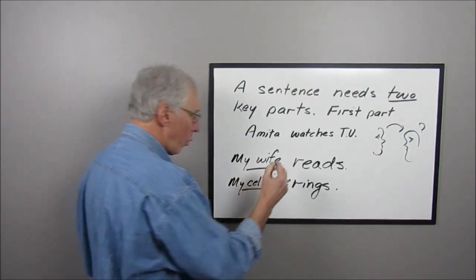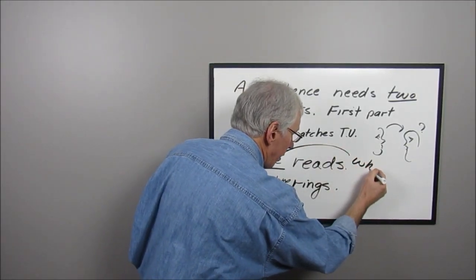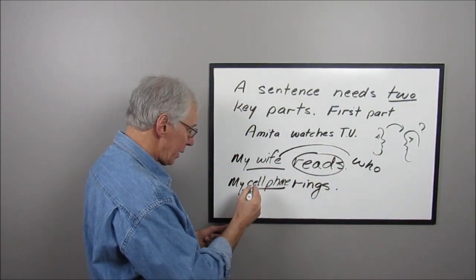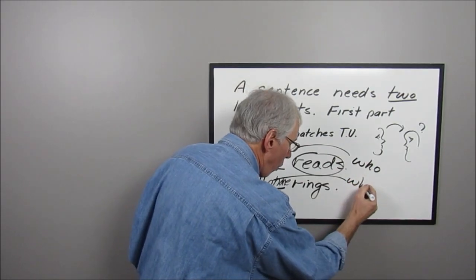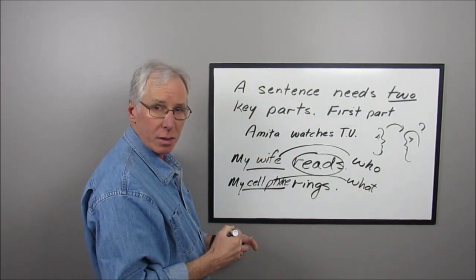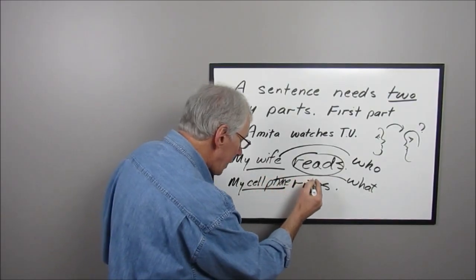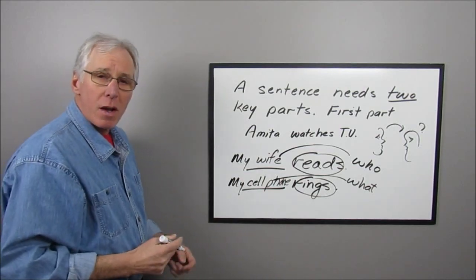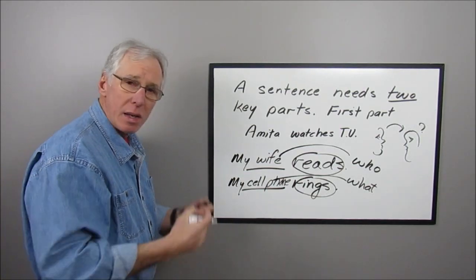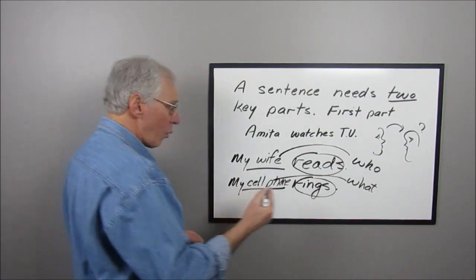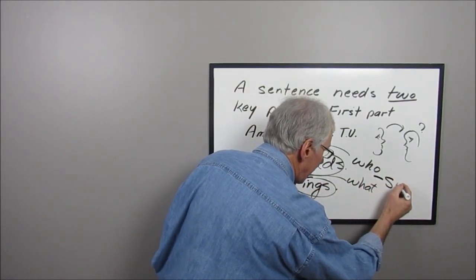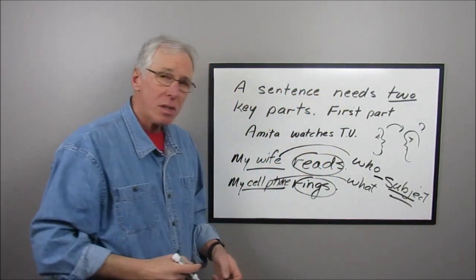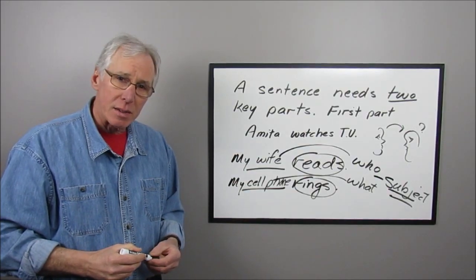So in this case, we talked about who was doing this action. In this case, we talked about what was doing the action. So when we have answered the question, who or what is doing an action, what we've provided to the listener, to the reader, is the subject. And that is the first thing that's needed in every sentence.